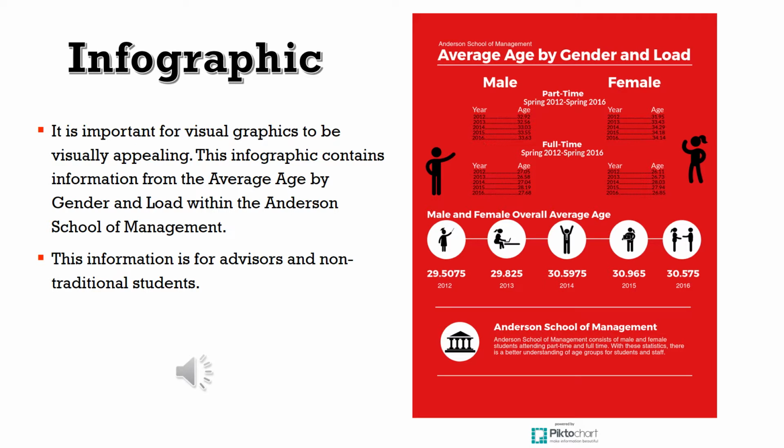And it's important for visual graphics to be visually appealing. And so this infographic breaks it up into two categories, male and female. And each section of the male and female have two categories, which are part-time and full-time. And then finally at the bottom, overall average. Now at the very bottom, you see the Anderson School of Management, a little bit of information from them. But that's what this infographic really focuses on, is being visually appealing to this information that has been given for non-traditional students who are going to come to the school, and even advisors who are helping these get into the school. So thank you guys.